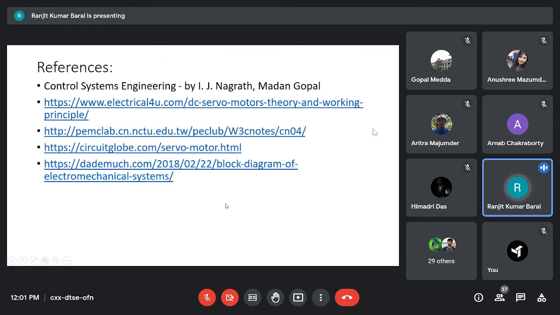Now these are a few references. You can follow them for more technical information. So this is all about the speed torque characteristics of the DC servo motor.